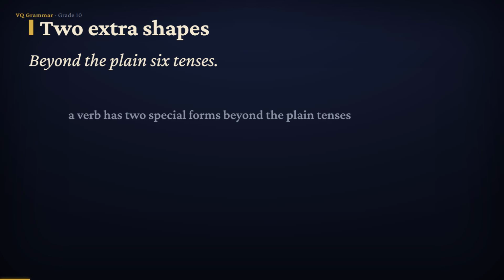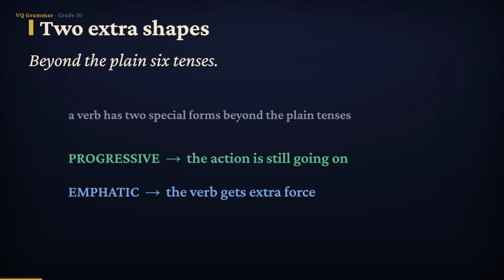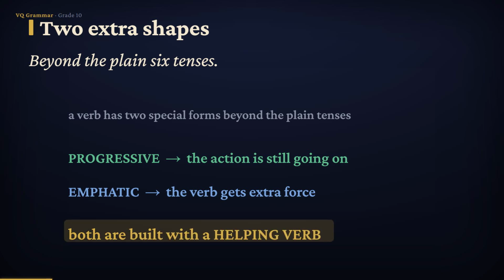Beyond the plain 6 tenses, English gives a verb 2 extra shapes. The first is the progressive form, and it says the action is still going on, still in motion, not finished yet. The second is the emphatic form, and it adds force to the verb. It's also the shape English reaches for in questions and negatives. And here's what they have in common. Each one is built with a helping verb sitting in front of the main verb, so the verb grows into a little phrase. Let's take them one at a time.